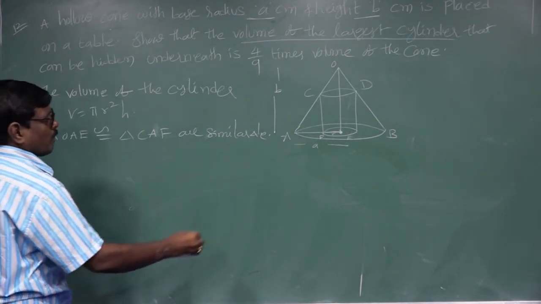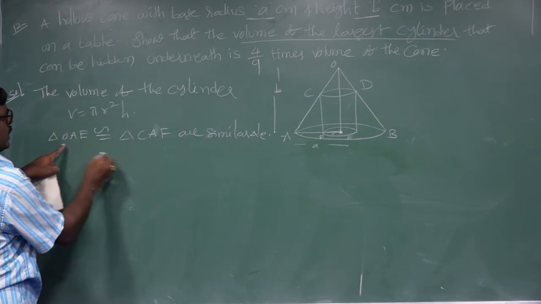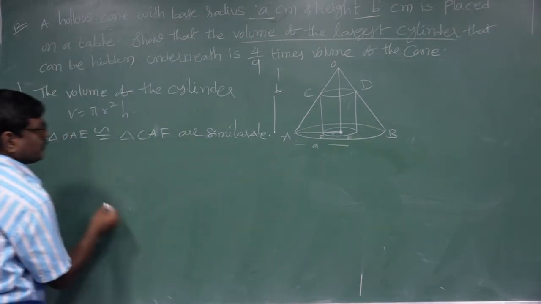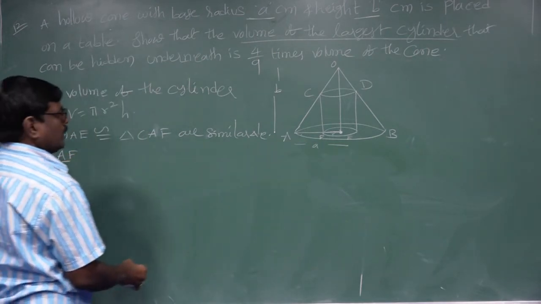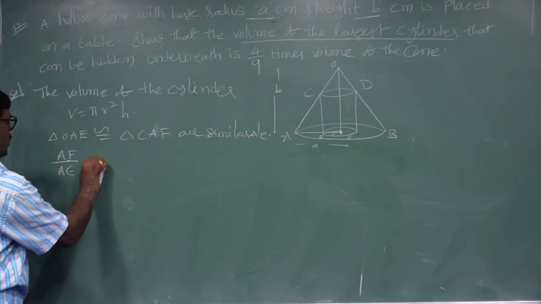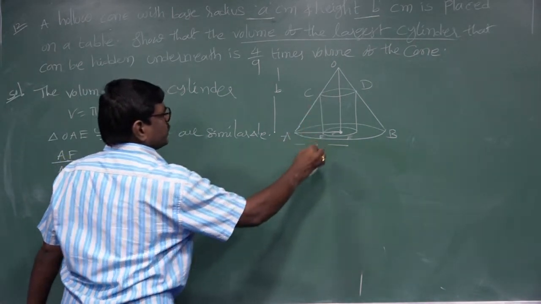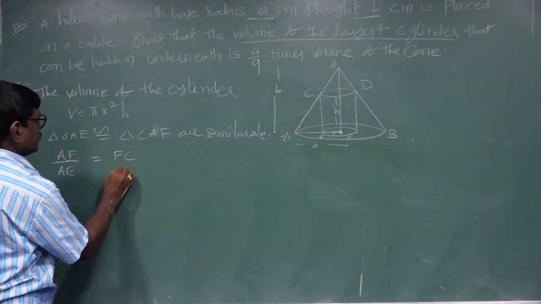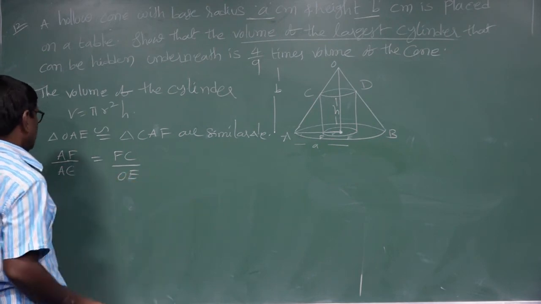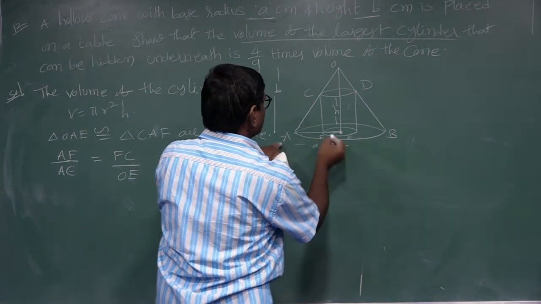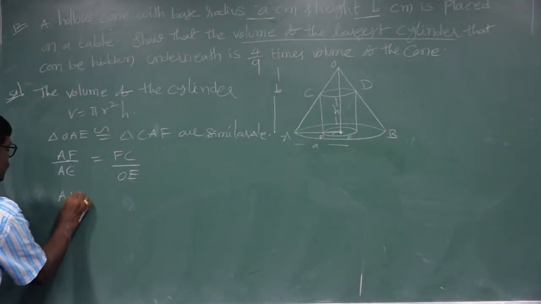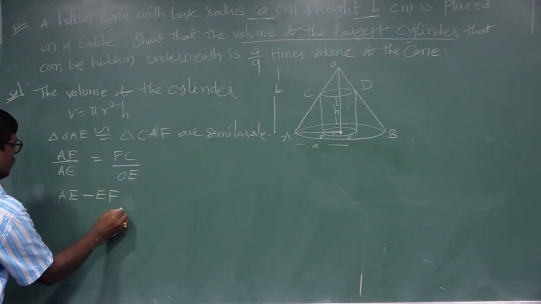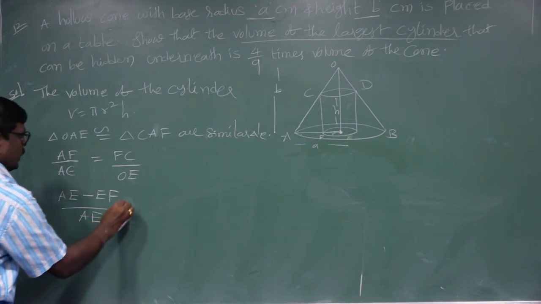The smallest triangle is CAF, the largest triangle is OAE. The ratio of the smallest side AF by the largest AE is equal to FC by EO. AF is equal to total AE minus EF, so AF by AE equal to FC by OE.